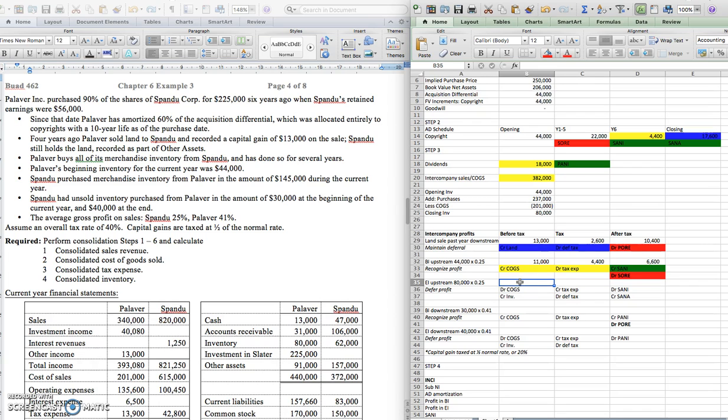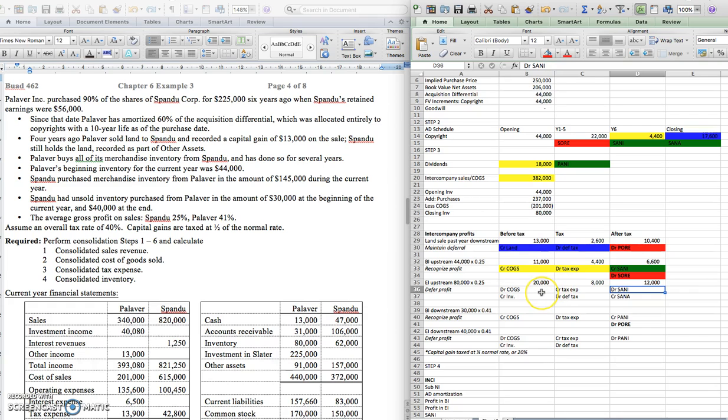Now let's calculate the upstream portion of the ending inventory. So we can see here it's 80,000. Remember that we are still applying that same average gross profit to sales of 25%. So 80,000 times 25%. Next, we need to take tax. Still use the full amount. And our after tax is just the difference between the two.